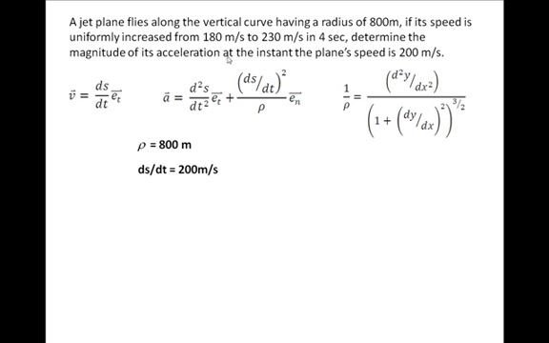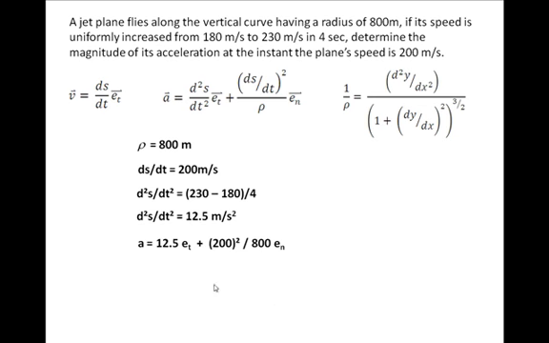And acceleration along the path, this data is there. d square s by dt square is 230 minus 180 by 4, the rate of change of speed. So all these numbers we put in our acceleration formula, we get the total acceleration and its magnitude.